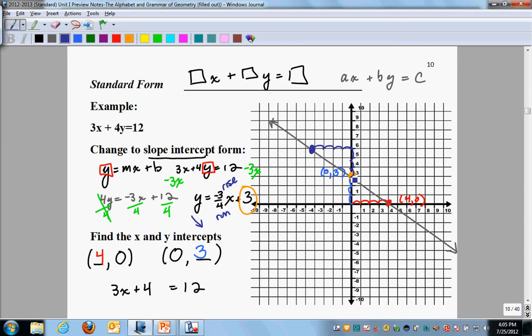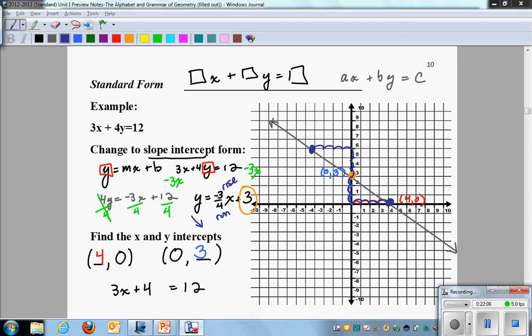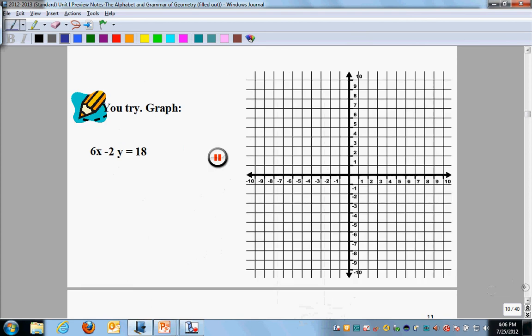Or I could go down 3, 1, 2, 3, and over 4. 1, 2, 3, 4. Notice it's the same line. So you graph by intercepts or change it to y equals mx plus b. What I'd like you to do now is hit the pause button, and I'd like you to attempt graphing this problem either by changing it to y equals mx plus b or by intercepts, your choice. Do this now.